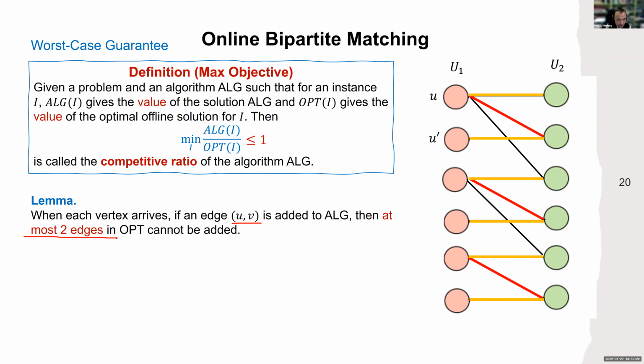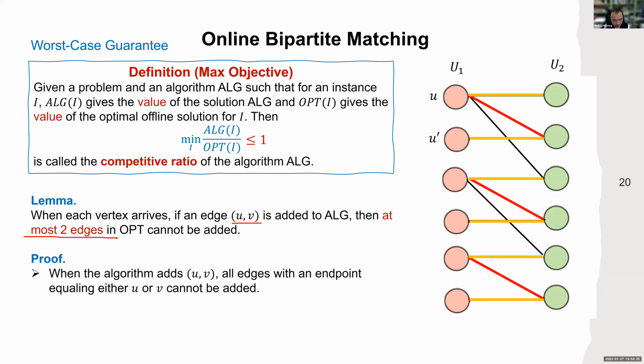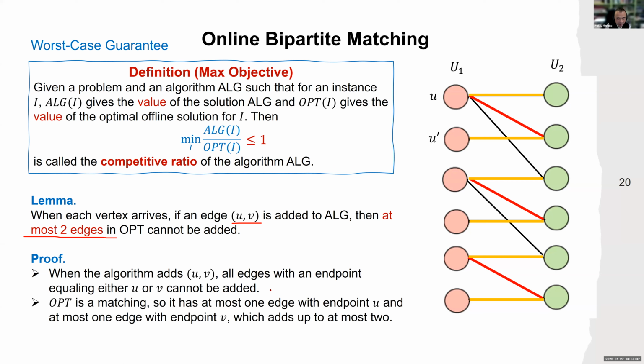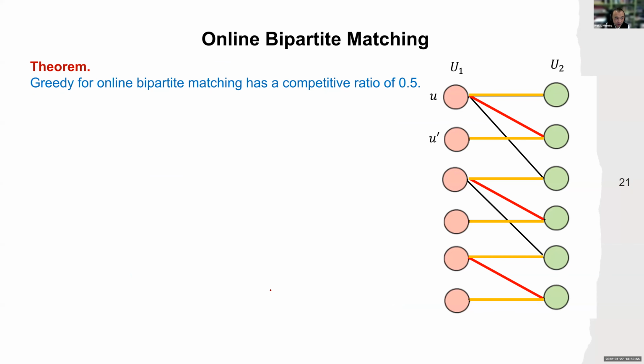All right. Now the proof is very easy. So the edge you added, UV, then all the edges with an endpoint equal to U or V cannot be added. So OPT is also a matching. Then it has at most 1 edge with endpoint U and 1 edge with endpoint V, and only 2. So basically, your algorithm just breaks the possibility of 2 other edges. So your loss will never be more than 2. All right. So this is a theorem: the greedy algorithm for online bipartite matching gives you a competitive ratio of 0.5.